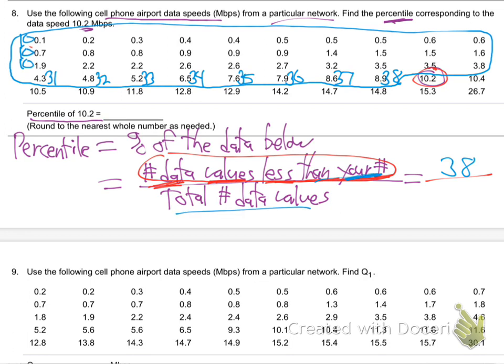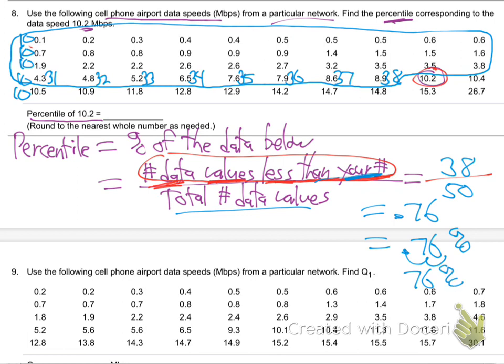And what's the total number of data values? There's 50, since there's 10 in each row. So if you divide that in your calculator, you'll get 0.76. Last thing, though, they want you to change to a percentage. Remember what happens when you change to a percentage? The decimal goes 2 places. So 76%, that's the answer.